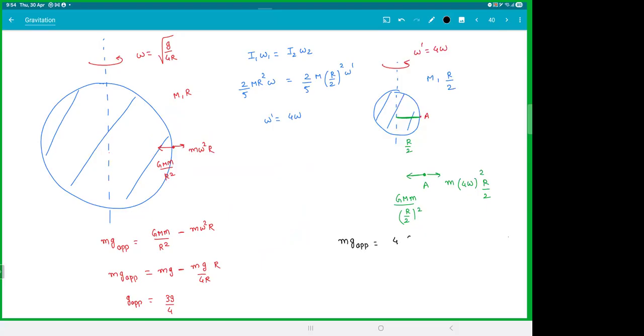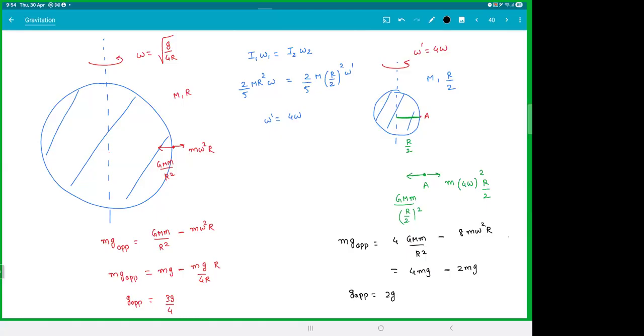This would be 4 times G small m by r square minus this would be 8 m omega square r. This would be 4 small mg, and this guy would be 2 mg. So from here we get g apparent is 2g. So this person will think the gravity got doubled. And now he's asking for the ratio. So that's 3:8. Yeah, you'll get it from there.